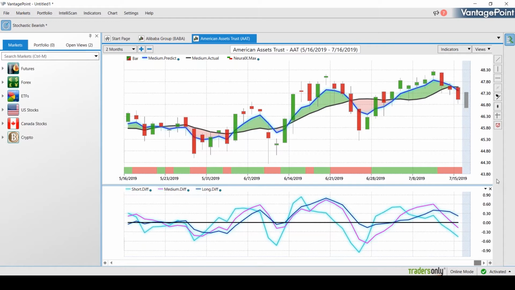So again, by utilizing the medium-term crossover and the stochastic, just in the Intelliscan, we're keeping things simple. We're not adding a bunch of things in here right now. We're keeping it simple, just incorporating a couple of indicators. But here we can see VantagePoint is finding things for us that we'd have to spend maybe hours going through, apart from some of these filters.